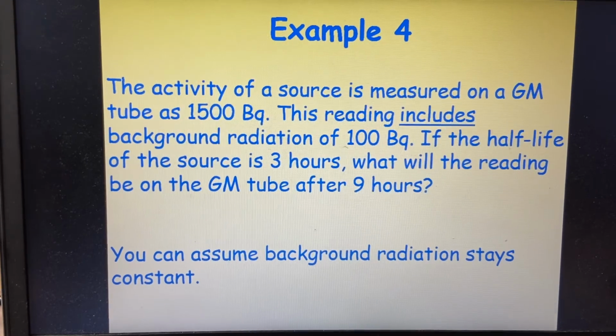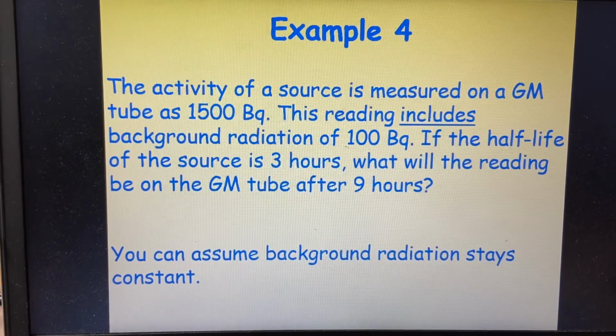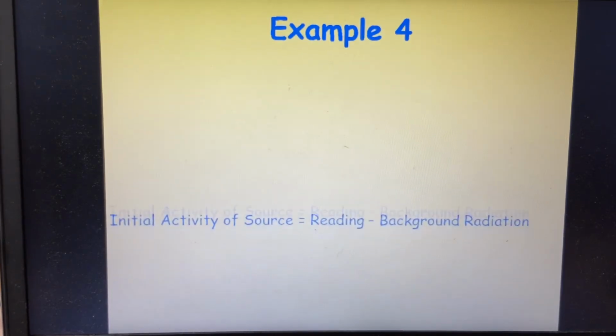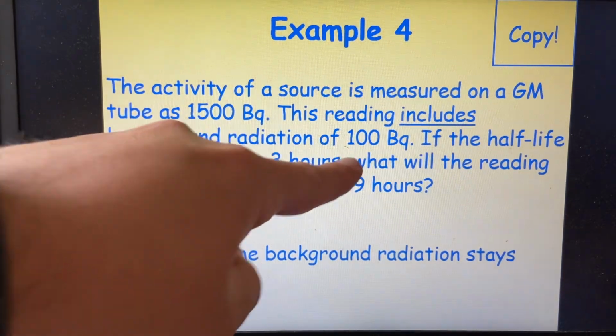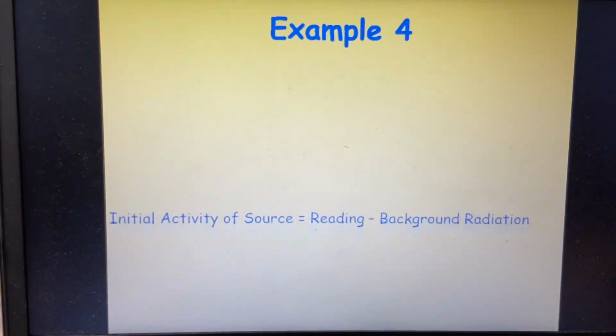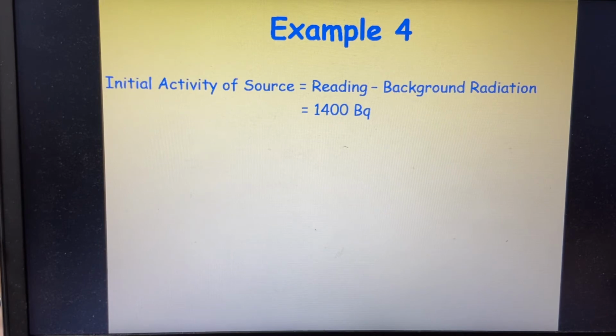So there's a couple of things we need to do. First thing is we need to work out how many half-lives there's going to be. Okay, so as I said, we'll start off. First thing we're going to do is get the actual activity. So because it was 1,500, we need to take away the 100, which was the background, and we'll end up with 1,400 becquerels, okay?